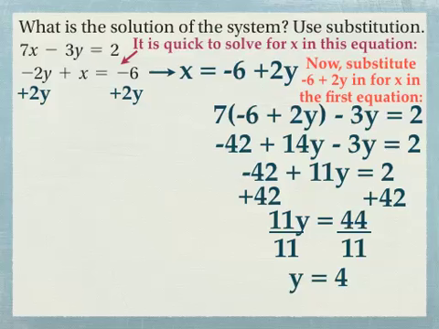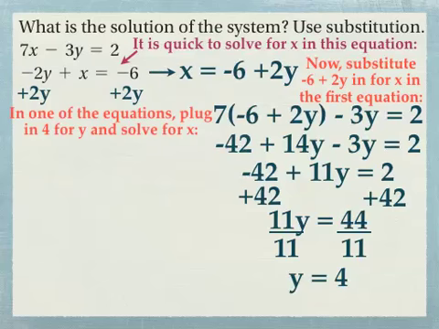I have a y value. I need to find an x value. I can plug 4 in for y in either equation. It does not matter. I think, again, it's going to be easier to use the second equation because x is already alone. It's going to cut out a step that I have to do. So I'm going to plug in 4 for y.